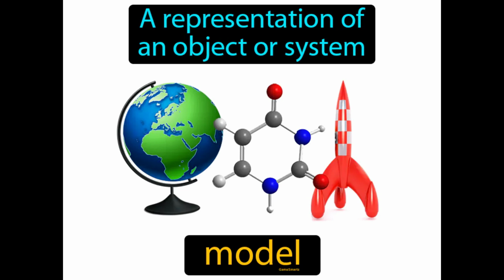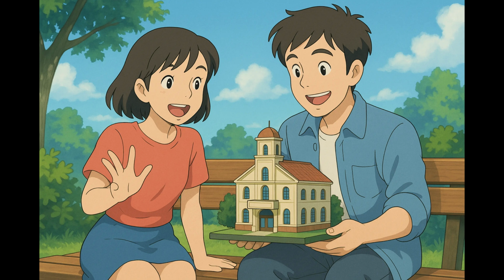A representation of an object or system. Model. In science, a model is a simplified way to understand and explain complex phenomena. Imagine you're trying to describe your favorite movie to a friend who hasn't seen it yet. Just like summarizing a movie highlights key scenes and characters to give your friend an understanding without watching the entire film, a model is a simplified representation of an object or system that captures its essential features.